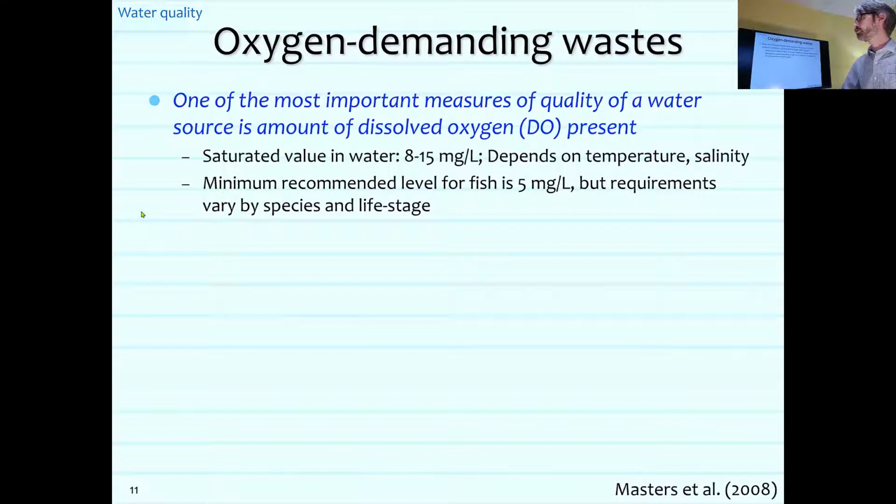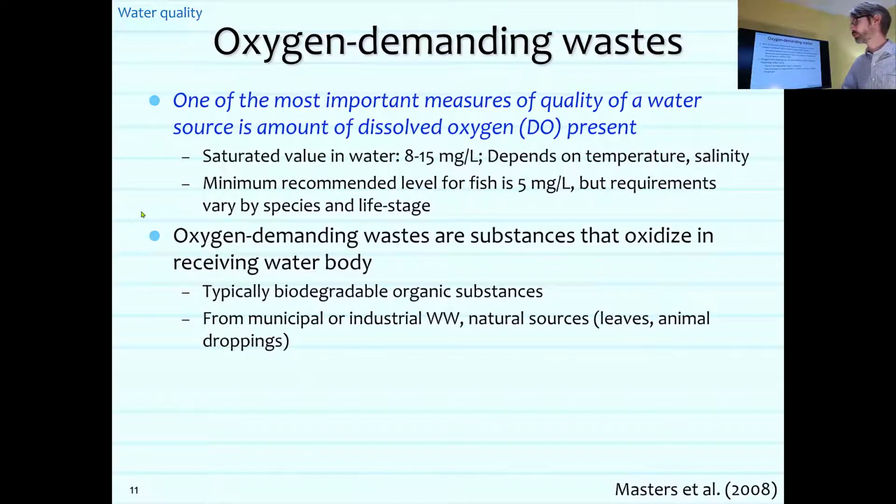One of the most important measures of the quality of a water source is the amount of dissolved oxygen that's present in it. The saturated value in water is between 8 and 15 milligrams per liter, and it depends on the temperature and salinity level of that water. As the water is colder, it holds more oxygen. As it's warmer, it holds less. The minimum recommended level for fish is 5 milligrams per liter, but the requirements, of course, vary by the species and by the life stage of that fish.